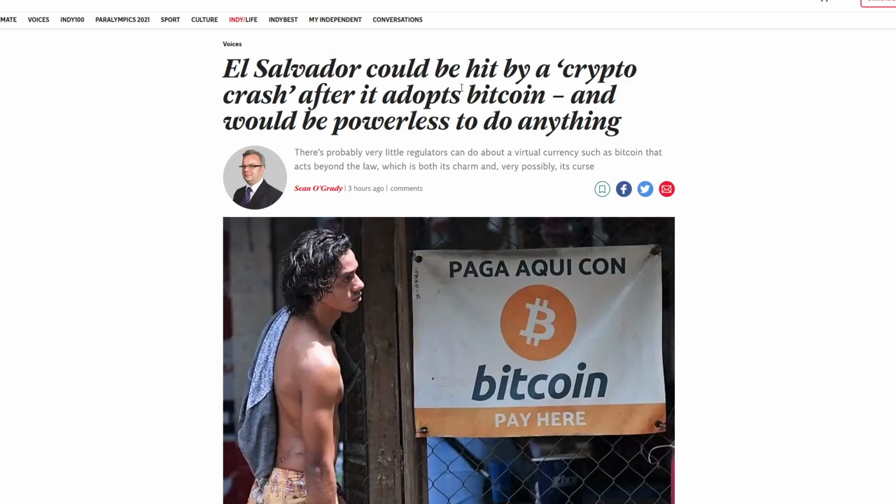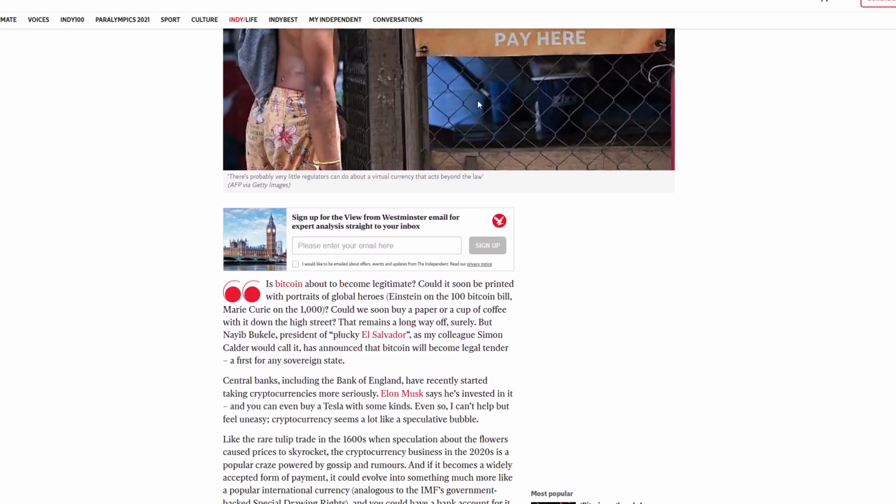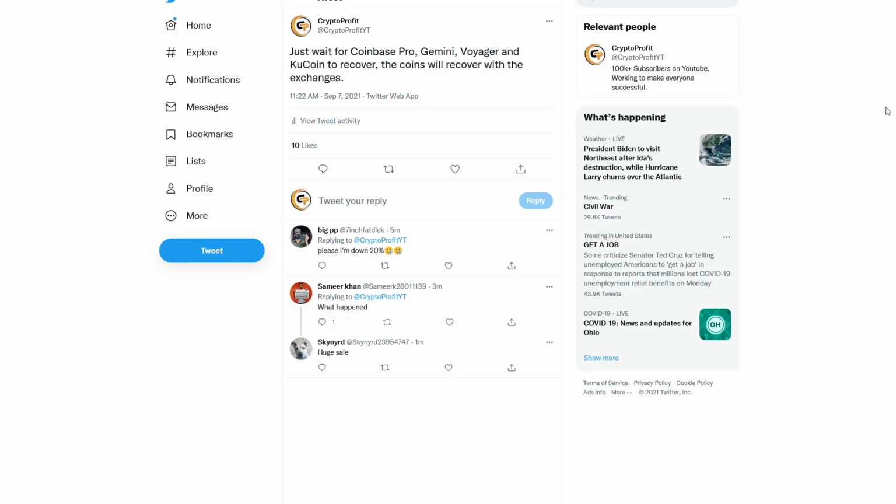One thing to note is El Salvador could be hit by a crypto crash after it adopts Bitcoin and would be powerless to do anything. So this doesn't have too much to do with what happened. But I will say, realistically, El Salvador is one of the main reasons this crash happened, obviously trying to buy Bitcoin at a lower price. And a lot of people think this is manipulation across the market. We've seen manipulation in the market before. Definitely probably going to be the exact same kind of concept here.